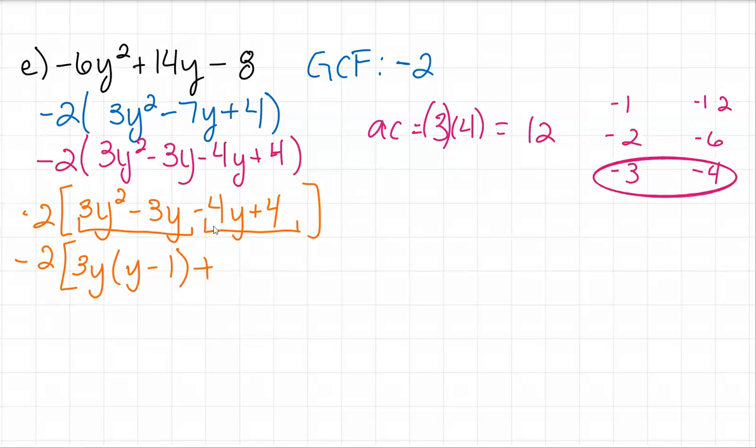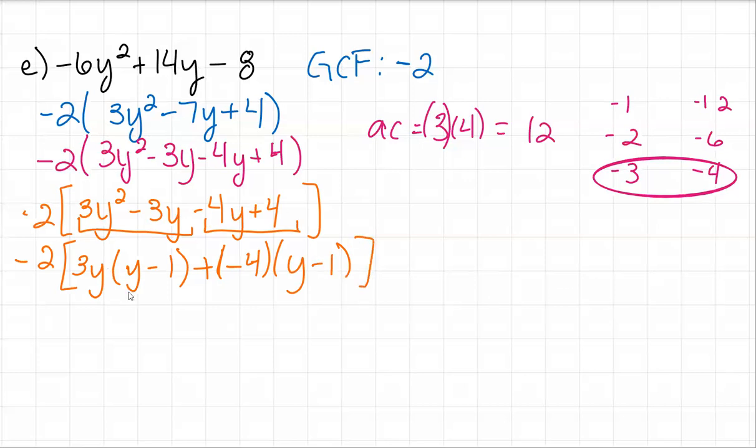I have a negative here, so I'm going to want to start with a negative. What do we have in common here? A 4. So we're factoring out a -4. What are we left with? Y minus 1. Almost there.